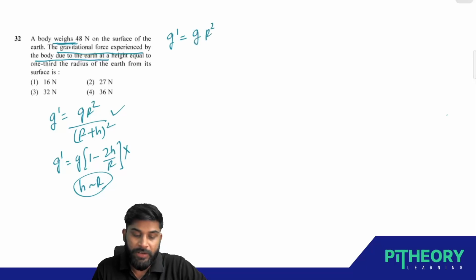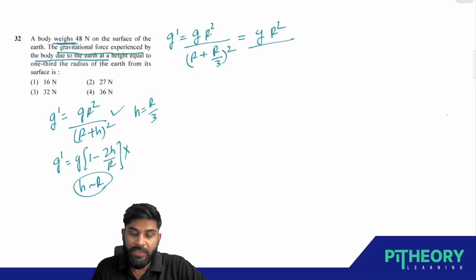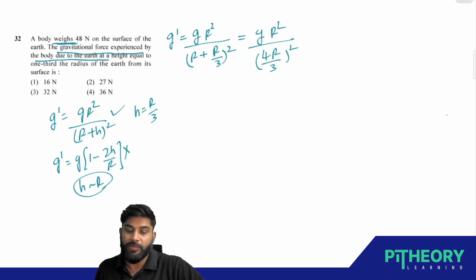G into r square divided by r plus h the whole square. What is h equal to here? h is given as r by 3. So r by 3 the whole square. So what will it be giving you? G into r square divided by (3 plus 1) which is 4r divided by 3, the whole square is what you'll be getting.